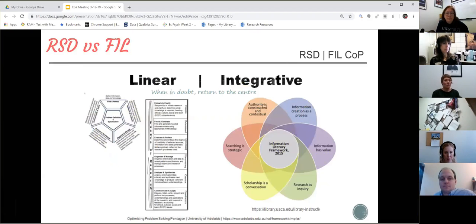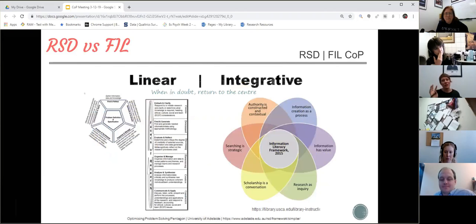Okay, so how can you use these two things together? When you look at the RSD facets, it's very linear. It's much more observable, because it typically has to do with the steps we list for students. First, you choose a topic. Then you go find sources. Then you take a look at your sources, hopefully, right? And you get the ideas you need out of those sources to answer your question, do your project, whatever.